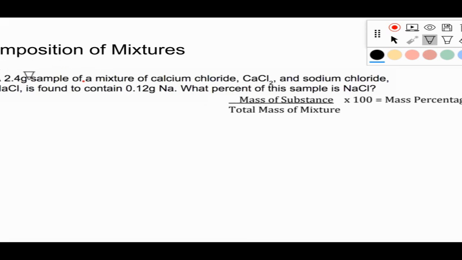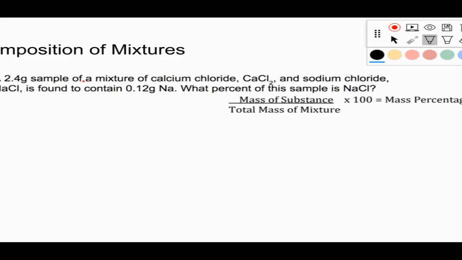So this says that overall, the total sample is 2.4 grams. That's the total mass of my mixture. It says a mixture of calcium chloride and sodium chloride is found to only have 0.12 grams of sodium. What's the percent of this sample that is sodium chloride? So my first problem is I only have grams of sodium and I need grams of NaCl.